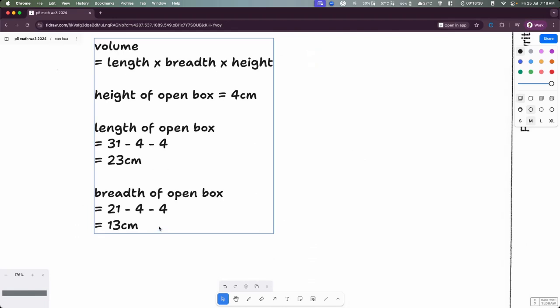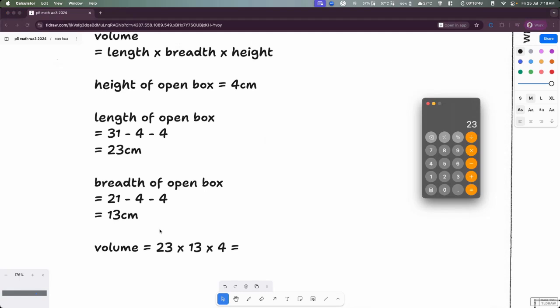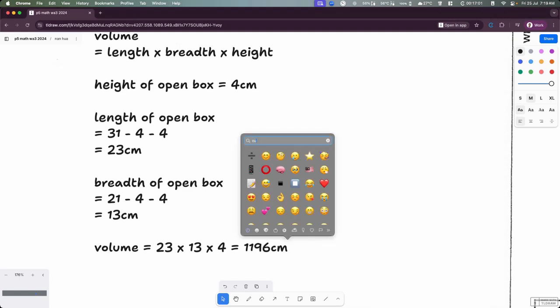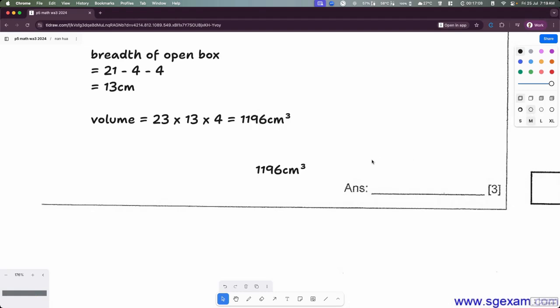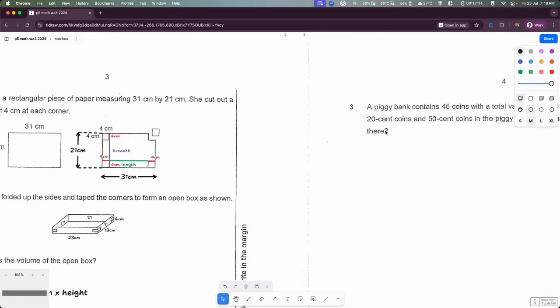Now what we want to do is get the volume. We already know the height, length, and breadth. The volume is equal to length 23 times breadth 13 times height 4. We're going to use the calculator to calculate this. So 23 times 13 times 4 will give us 1196 centimeter cube. There you go, so that's the answer: 1196 cm cubed. All right, let's move on to the next question.